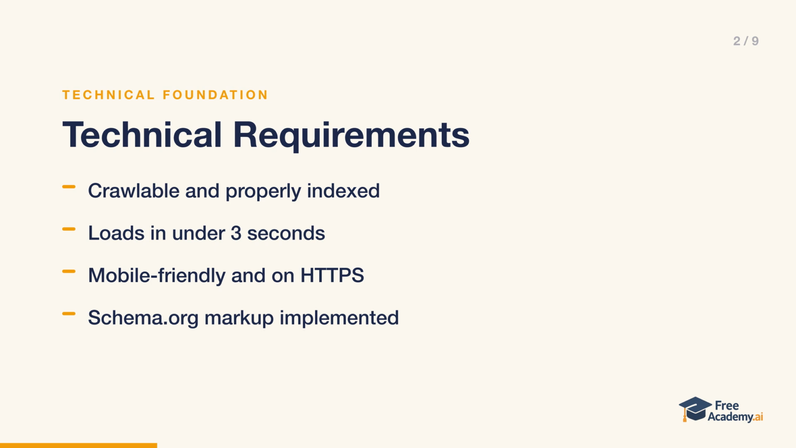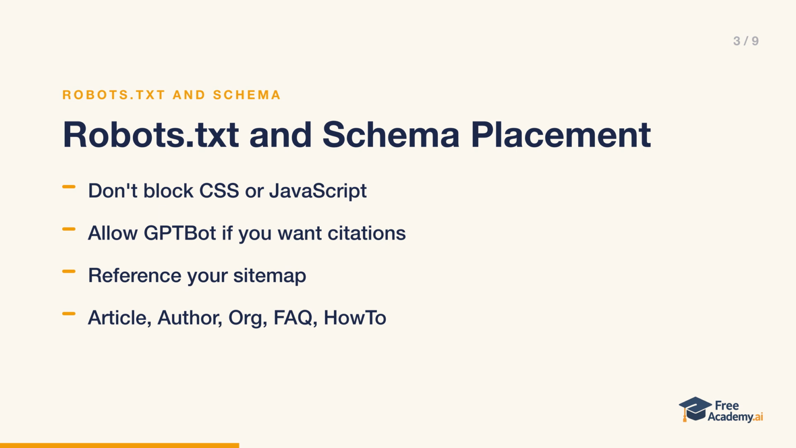Work through these in order and tick each one. If any of these fail, fix them before you touch content, because citability improvements sit on top of this layer. A page that is slow, blocked, or unindexed will not get cited no matter how well it is written. 2 technical items deserve their own checks.